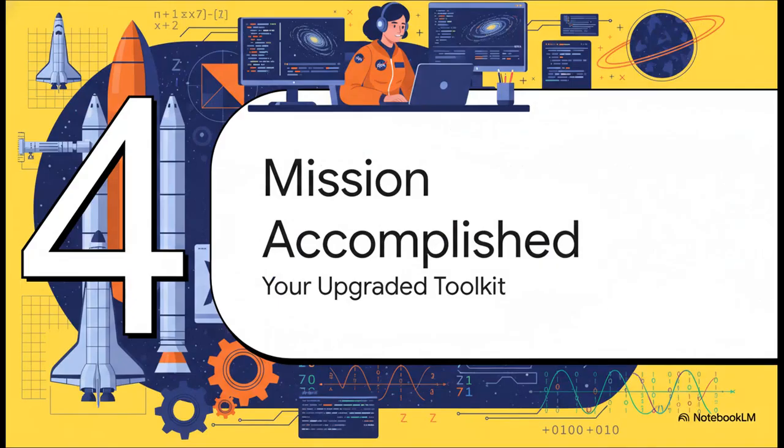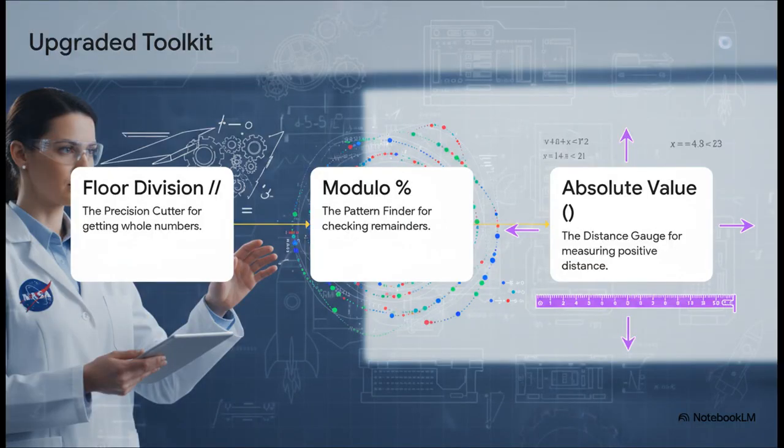And just like that, that's a wrap on our little tour of Python's secret math toolkit. Your mission was to learn 3 new, powerful tools, and you totally nailed it. You've now got some awesome new ways to handle numbers and solve problems in your code. So let's do a quick inventory of your upgraded toolkit. First, you've got floor division, //, our precision cutter for getting those clean, whole numbers. Next, you have the modulo operator, %, the pattern finder for sniffing out remainders and patterns. And finally, you have absolute value, the abs function, the distance gauge for measuring pure distance without getting bogged down by negatives.